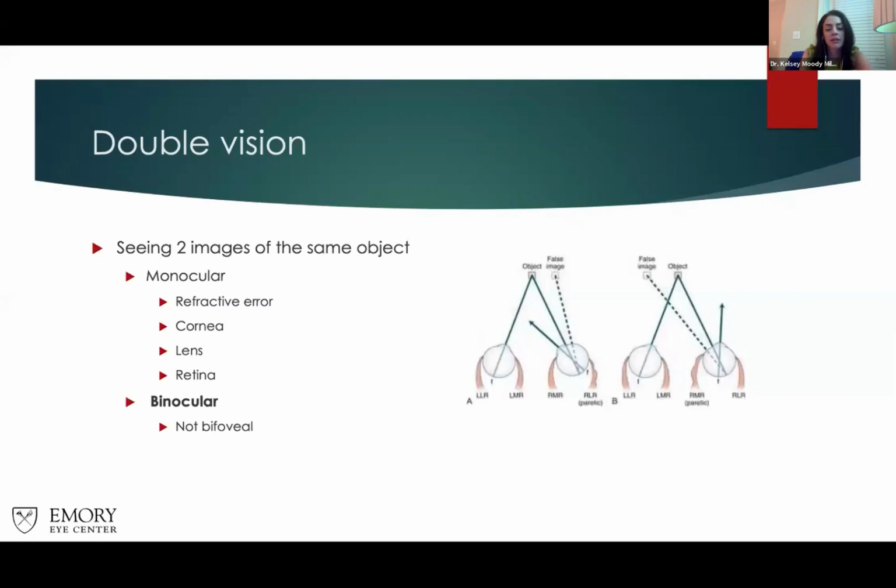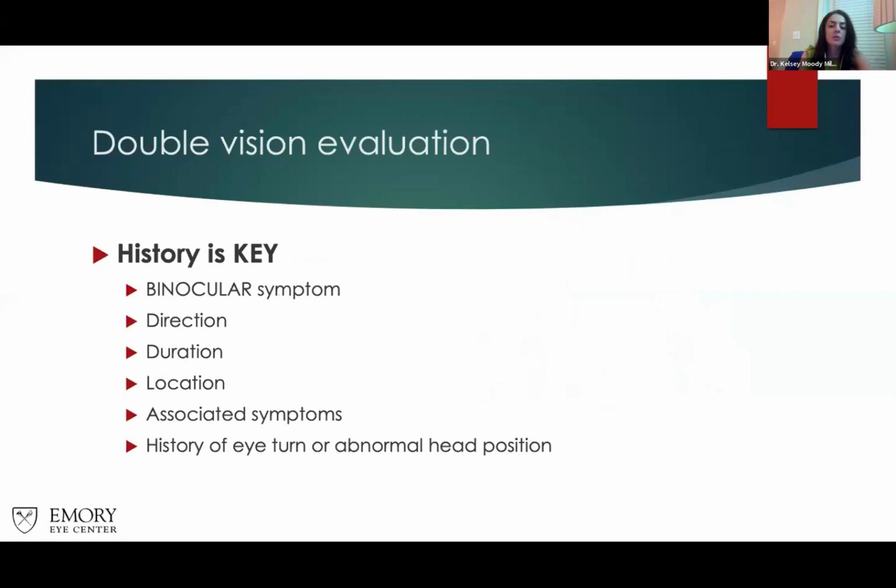However, binocular diplopia is what we really want to focus on today. What that truly means is that you're not bifoveal, so you're seeing two images of the same object. When we're evaluating patients for double vision, our history is really the key to make sure that this is truly binocular diplopia and not monocular diplopia.